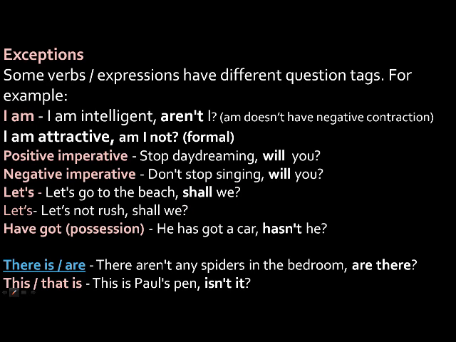Let's not rush, shall we? Have got possession: Has he got a car? Hasn't he? We will not use haven't he, the same way we use in other times in English. There is or there are: There aren't any spiders in the bedroom, are there? This and that is: This is Paul's pen. You will not use isn't this. You will use isn't it.